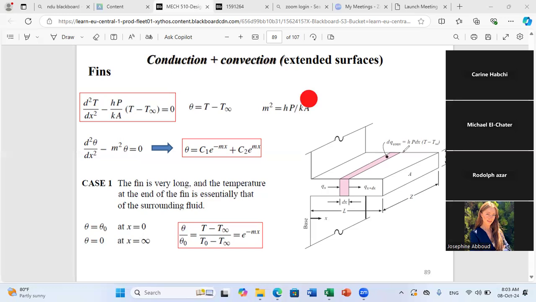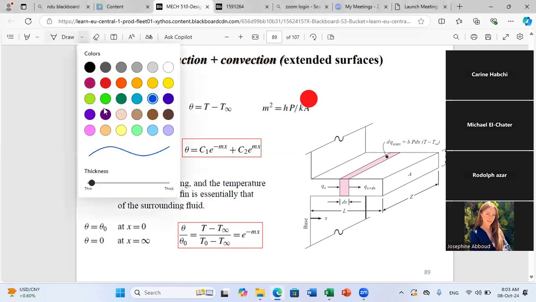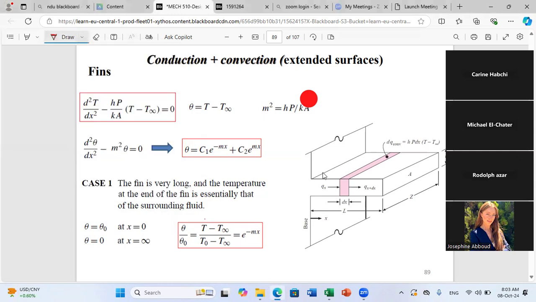I have that heat is conducted through the fin. I have Qx here and Q at x plus dx. And at the same time, I have heat that is lost by convection to the outer environment. So if I write the energy balance for this small element, I get the following equation, and we did it together.